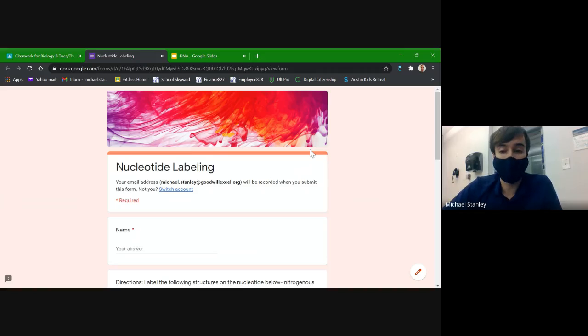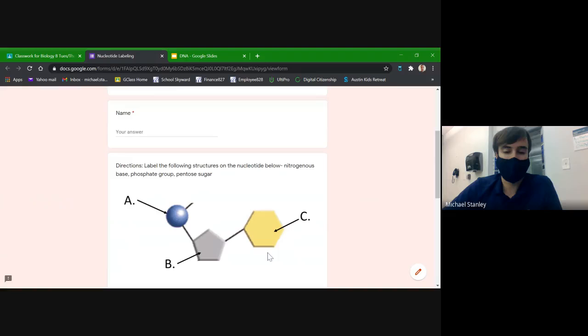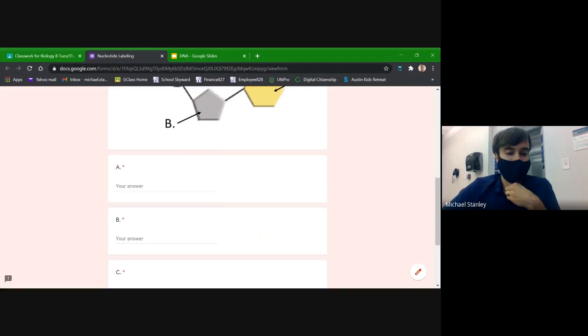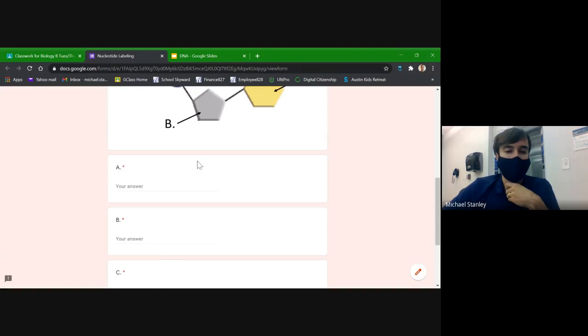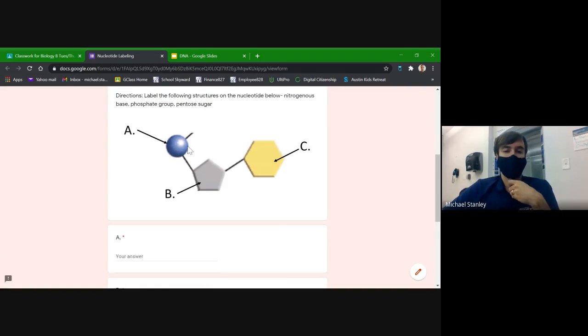So the homework for tonight, the daily assignment for Tuesday, regards our friend the nucleotide right here. If you remember, we talked a lot about the three different structures of the nucleotide. There's the base, there's the phosphate, and there's the sugar. What I want you to do is label in the spaces down here which part of this nucleotide picture goes with the base, which part goes with the sugar, and which part goes with the phosphate.